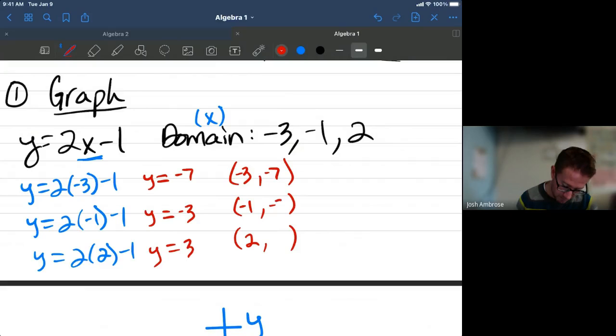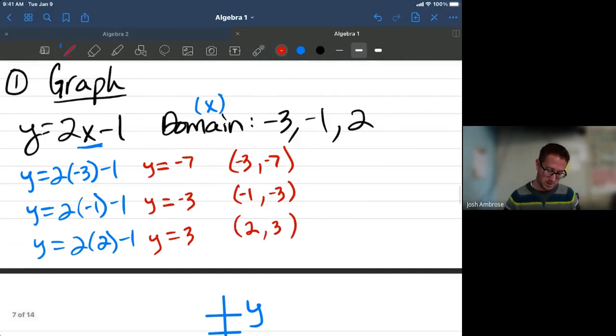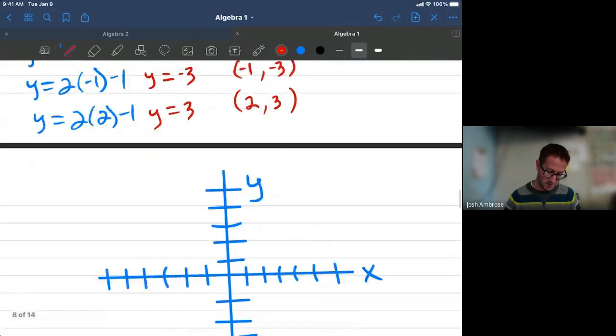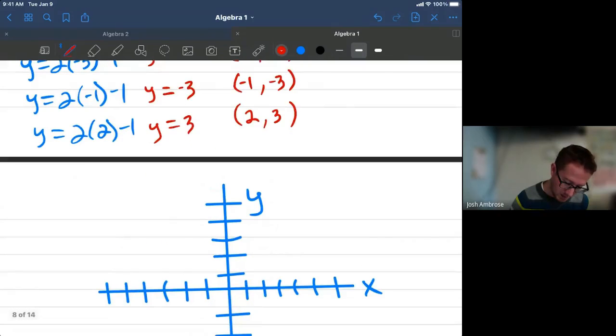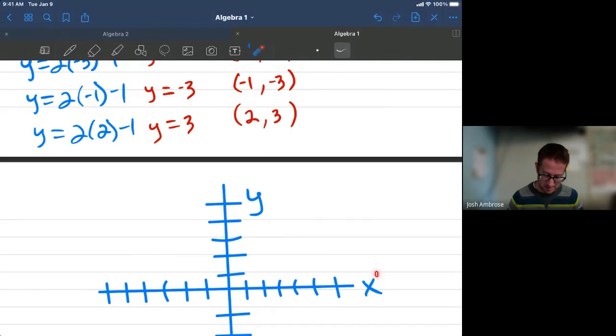-7, -3, +3. I now have 3 points. That's more than enough to plot these points on this graph right here. All right. So we have our x-axis. Don't forget the x-axis right here. That's the left and right. The y-axis up here, that's the up and down.